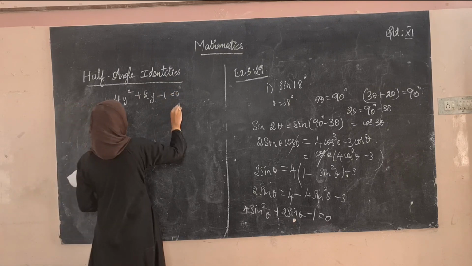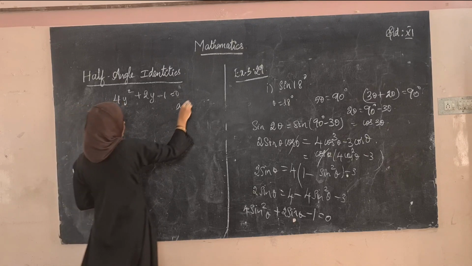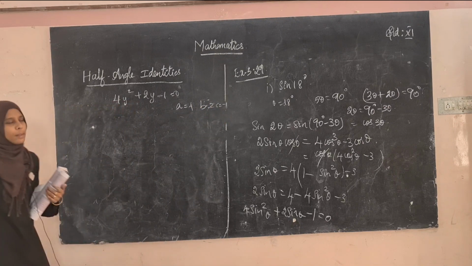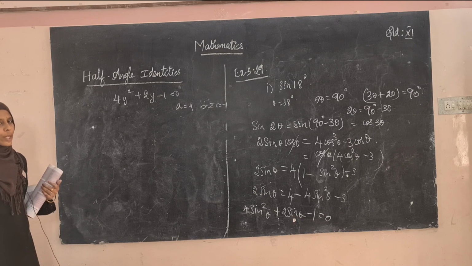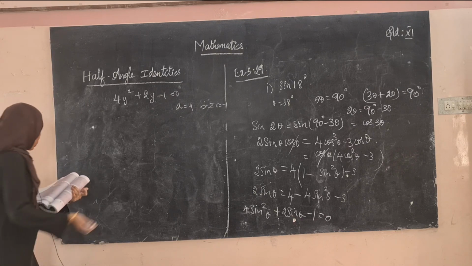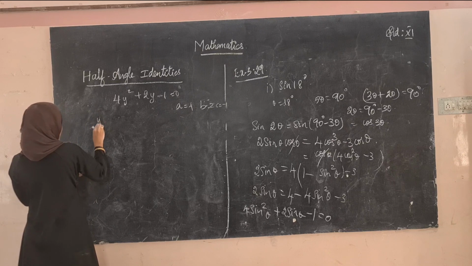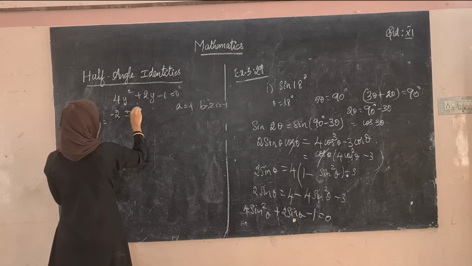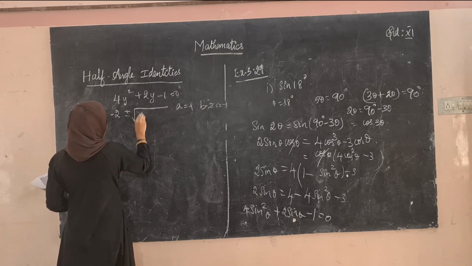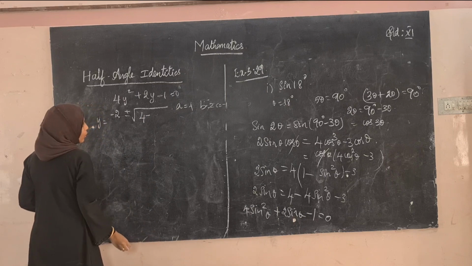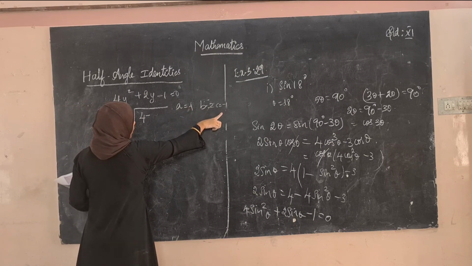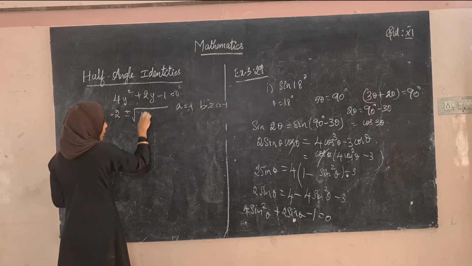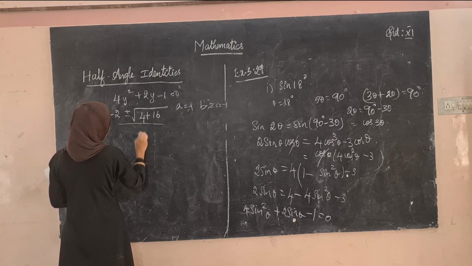So you have to use the formula method, a as 4, b as 2 and c as minus 1. So what's the formula method? y is equal to minus b plus or minus square root of b square minus 4ac divided by 2a. That is y is equal to minus b, which is minus 2, plus or minus square root of b square, which is 4, minus 4 into a into c. 4 into a is 16. 16 into minus 1 is minus 16. So here we are having plus 16, divided by 2 into a, which is 8.